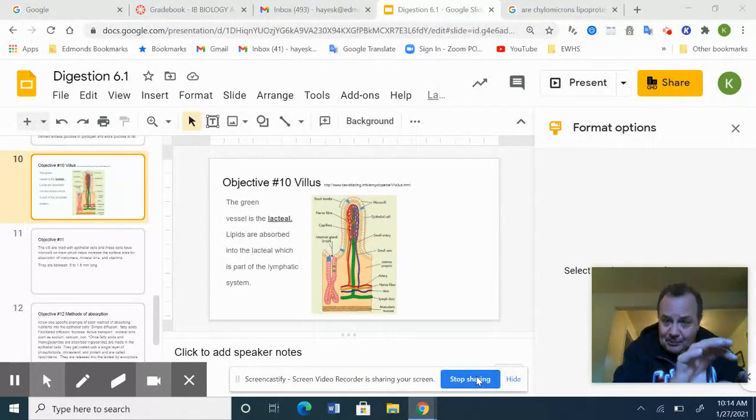So what we're talking about going into the epithelial cell, right? And then a lot of these mechanisms are also used to get the stuff out of the epithelial cell into the capillaries or the lacteal.